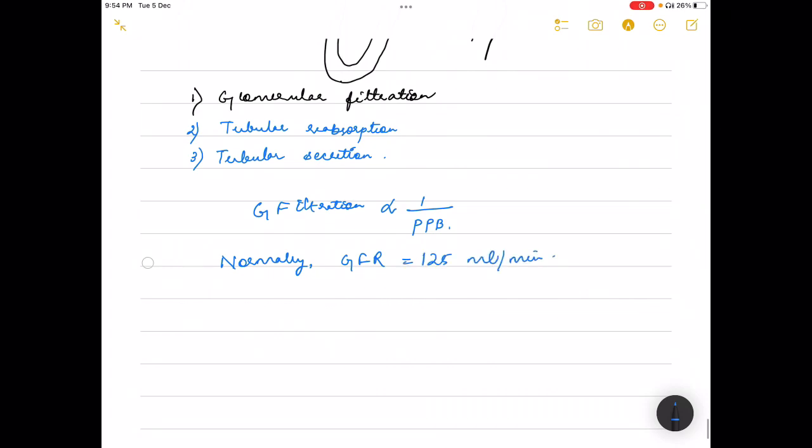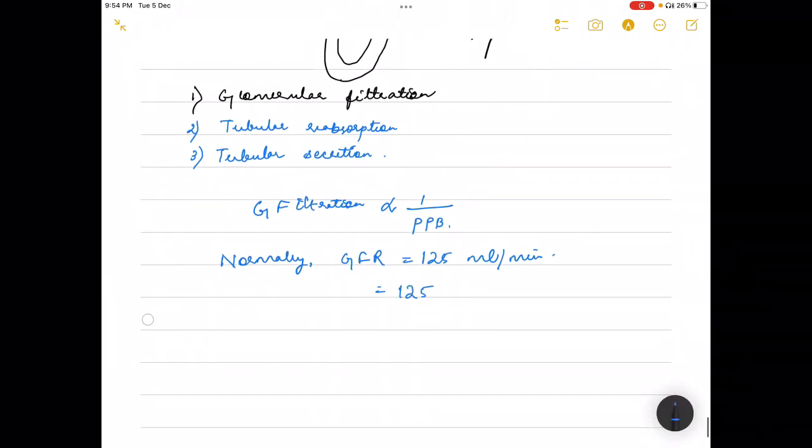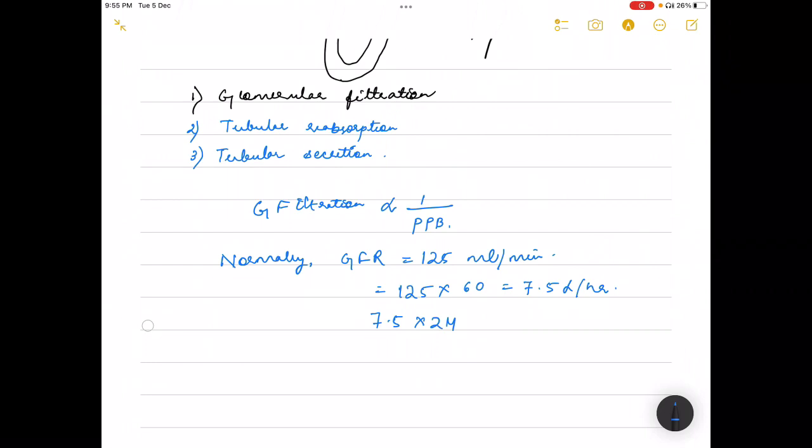So, in total in 1 hour, the amount of fluid that is filtered through the kidney is 125 into 60, that is equal to 7.5 liters per hour. So, in a day, the kidney will filter 7.5 into 24, that will be equal to approximately 200 liters. Yes or no?